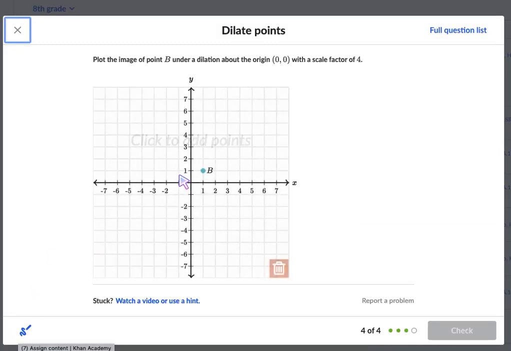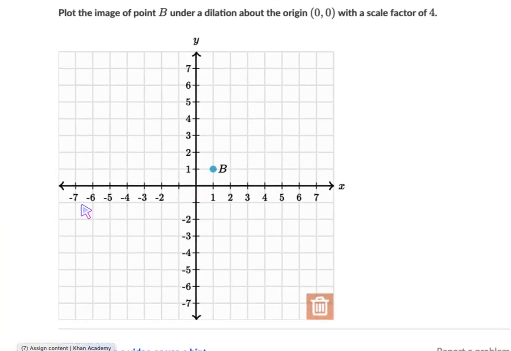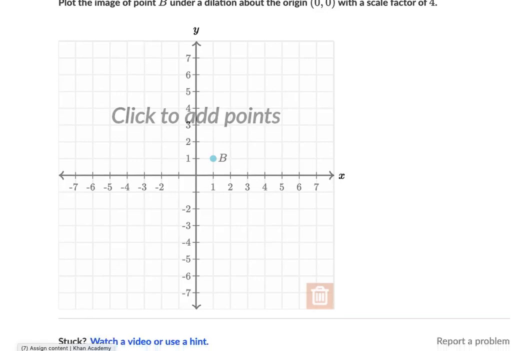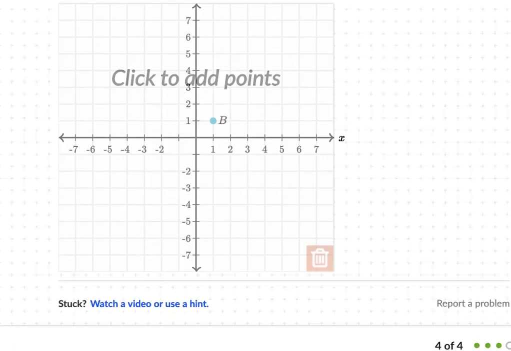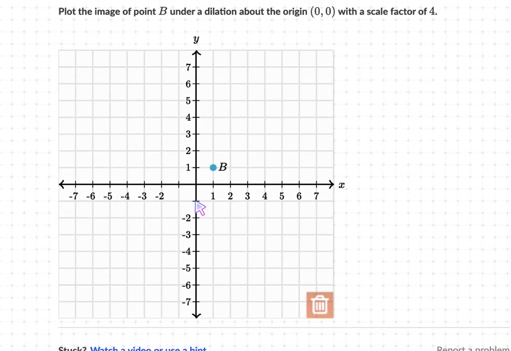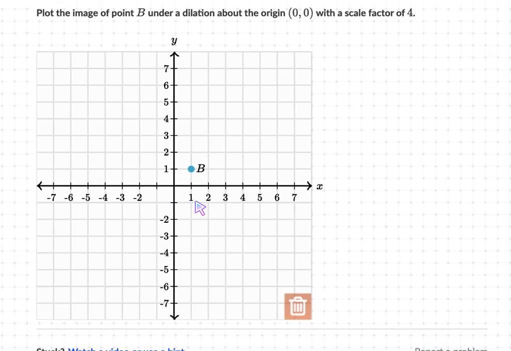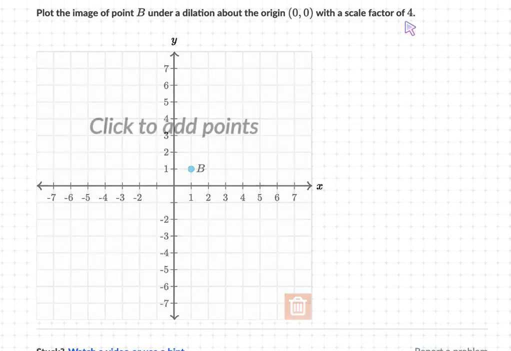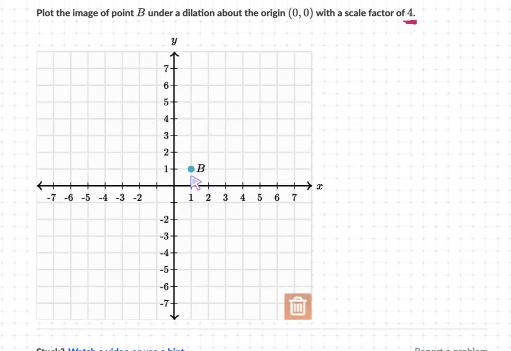Okay, we are going to start with dilating points. So we are first going to read the directions. It says to plot the image of point B under a dilation about the origin 0, 0, this is the origin here, with a scale factor of 4. Okay, so there's a lot going on here. First, we have a scale factor of 4, so it means it's going to get further away from our origin.